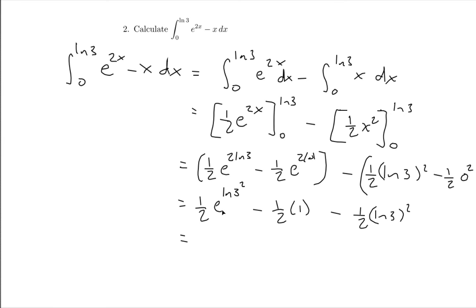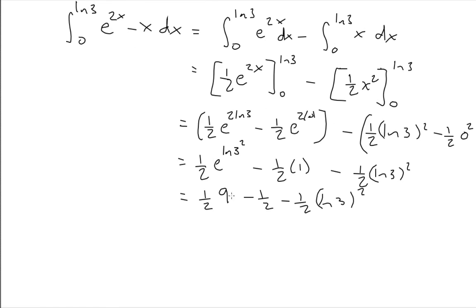Now if I look closely at this, I have e to the ln of 3 squared, and of course this ends up being just 3 to the power of 2, which is just 9. And I subtract off 1/2, and this becomes minus 1/2 ln 3 squared. And therefore, I have 9 halves minus 1/2, which is just 8 halves, so that's just 4, minus 1/2 ln 3 squared, which is the final answer.